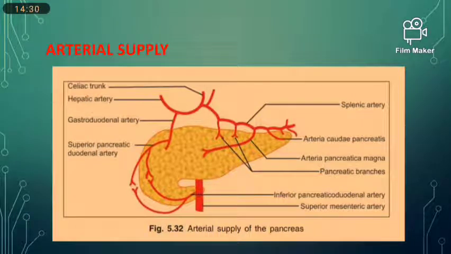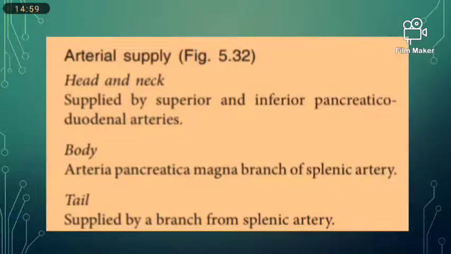Here you can see the arterial supply. The pancreas is supplied by the gastroduodenal artery in the head, and the head is also supplied by the superior and inferior pancreaticoduodenal arteries. The body is supplied by branches of the splenic artery, arteria pancreatica magna and other pancreatic branches, and the tail part is supplied by arteria caudae pancreatis, which is again a branch of the splenic artery.